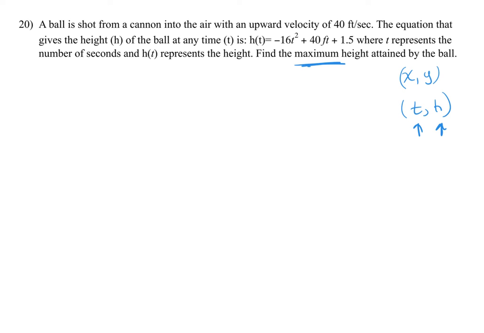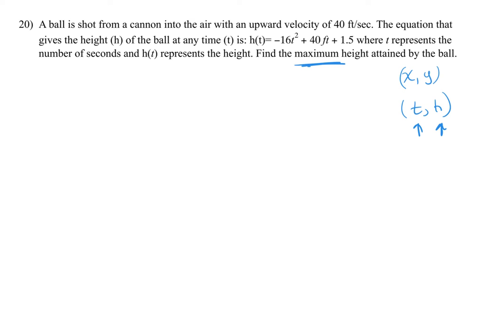So that's why it's important that it said t represents the time, h represents the height, okay? So they're telling you your x value represents how long it's going to take for this to happen. Your y value represents where it will happen, okay? But when you see the word maximum or minimum with a quadratic, they are just simply saying what's the vertex.